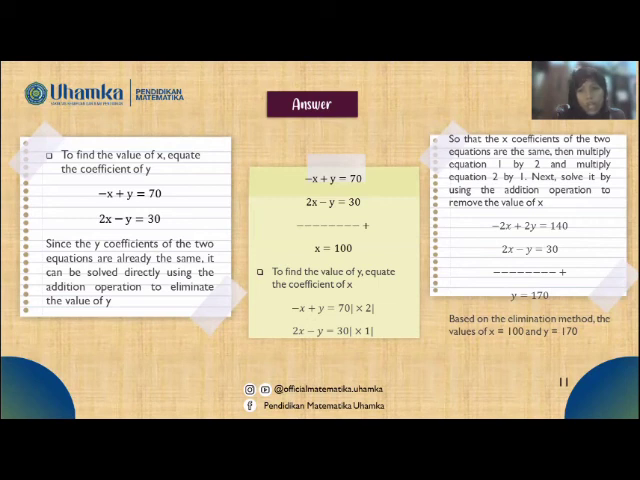so that the x coefficients of the two equations are the same. Then multiply the first equation by 2 and multiply the second equation by 1. Next, solve using the addition operation to remove the value of x. Negative 2x plus 2x equals 0. 2y plus negative y equals y. 140 plus 30 equals 170. So, y equals 170. Based on the elimination method, the values are x equals 100 and y equals 170.